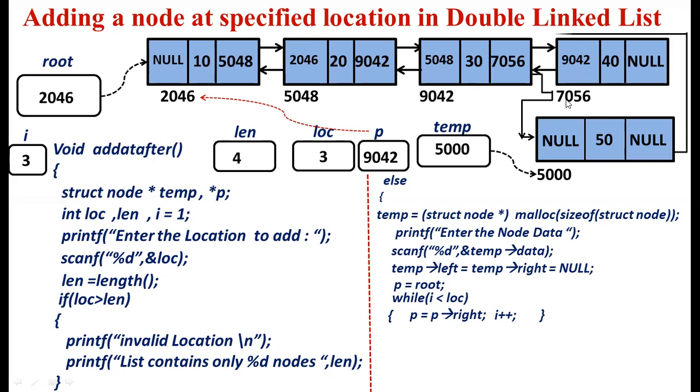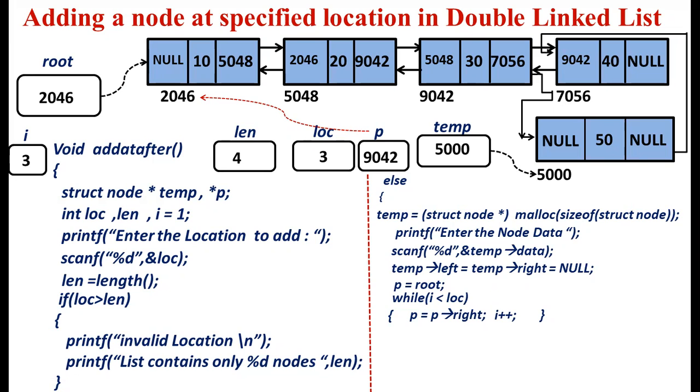So we have to give two connections on the left side and two connections on the right side, because this is a double linked list. So always the first connections we have to give are the right side connections. Now the address of this particular node is 7056. So that 7056 value we have to store here.